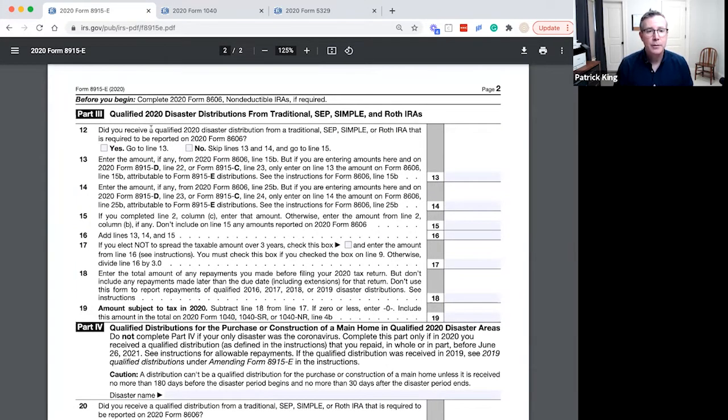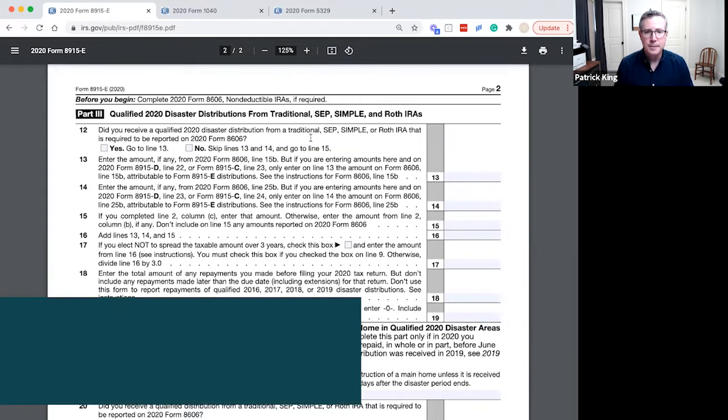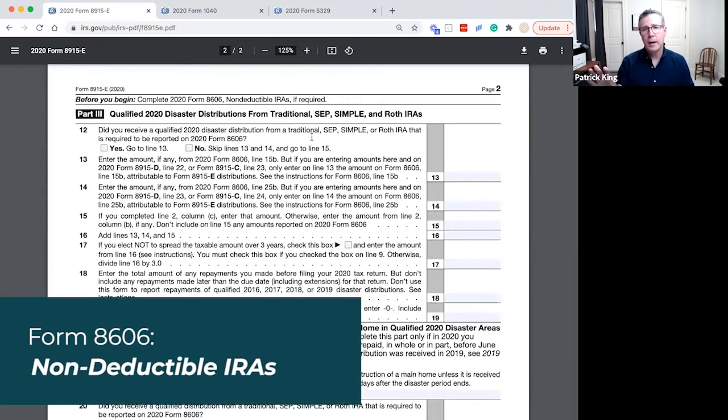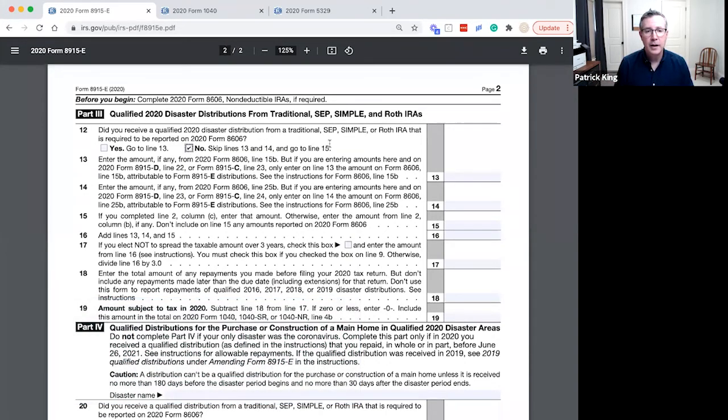So in our example, my hypothetical distribution from last year, we're going to fill out part 3. So did you receive a 2020 distribution from a traditional, SEP, simple, or Roth IRA that was required to be reported on 2020 Form 8606? So consult with your CPA or accountant to see if you need to file Form 8606. In this case, I'm going to say no. And if you consult with your accountant and you do have to fill out Form 8606, you'll have to fill out lines 13 and 14. In our case, we're going to say no. We're going to skip 13 and 14 and go straight to line 15.